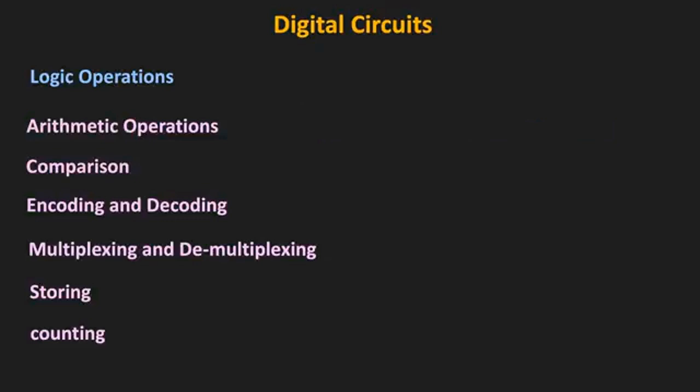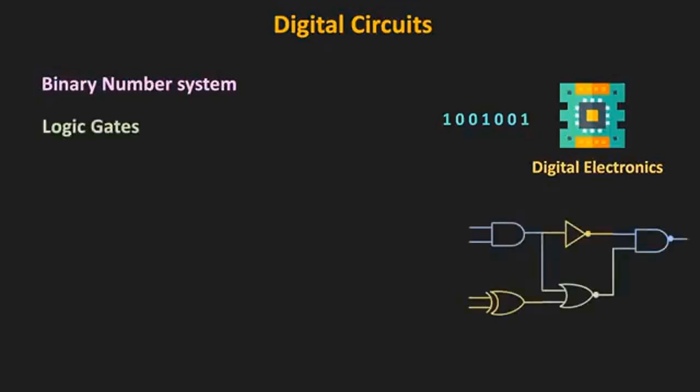Using these combinational and sequential circuits it is possible to perform different logic operations. For example, arithmetic operations like addition and subtraction can be performed using these circuits. Other operations like comparison, encoding, decoding, multiplexing, demultiplexing, storing, and counting can also be performed. A sequential circuit is a circuit where we can have output based on the present input as well as the past output.